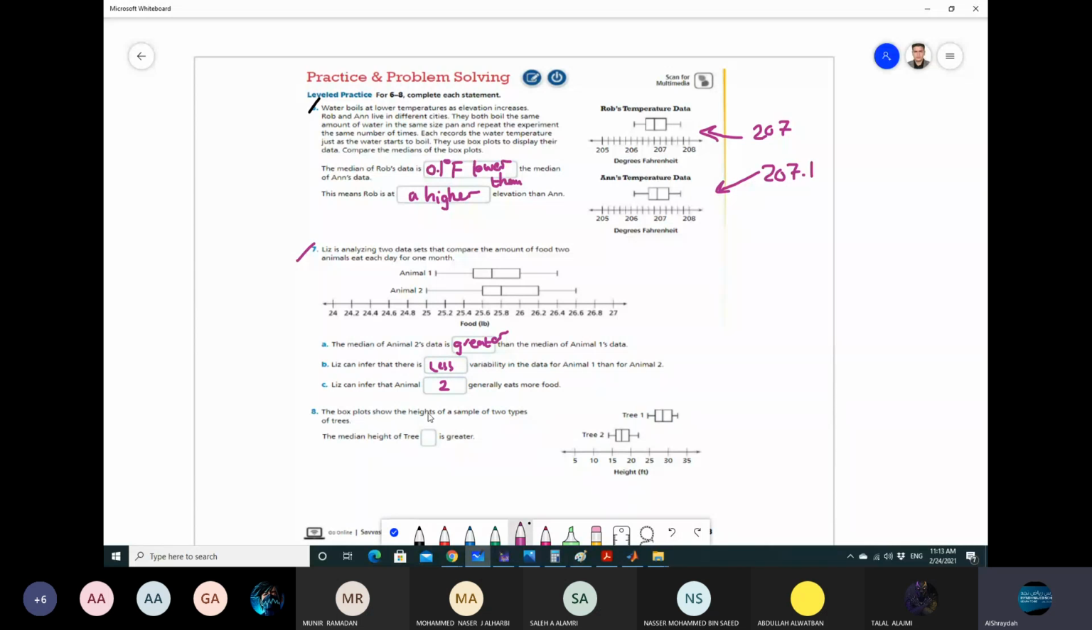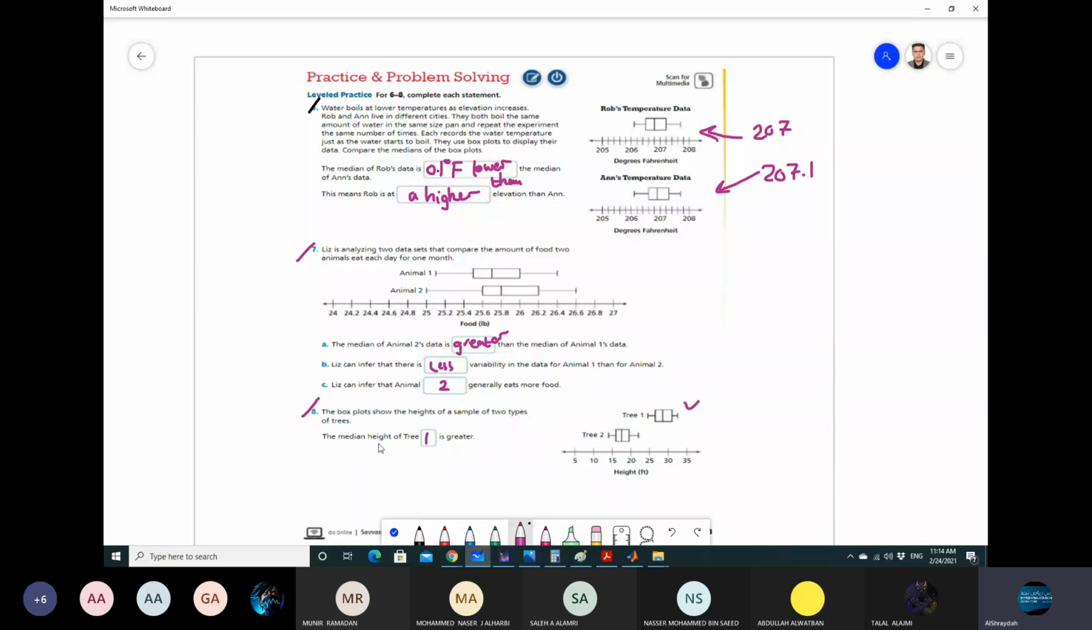And here also we have another question, question number 8, that is about the median. The median here for tree 1 is greater. The median, look here, it is about 27. The median here is about 17. So the median height of tree 1 is greater.